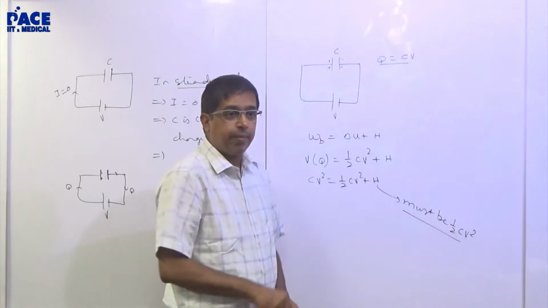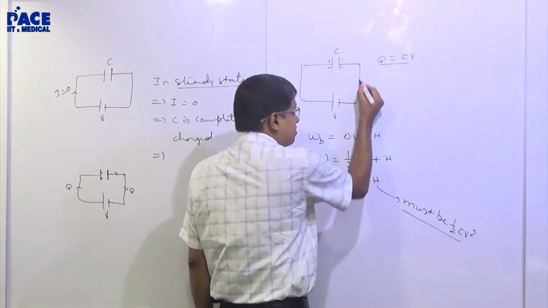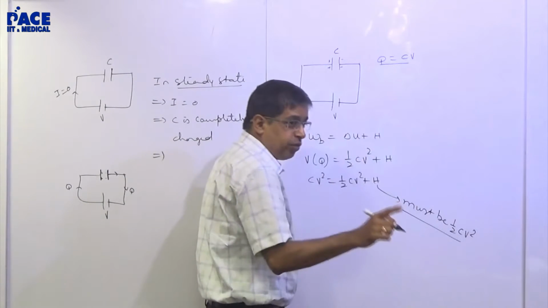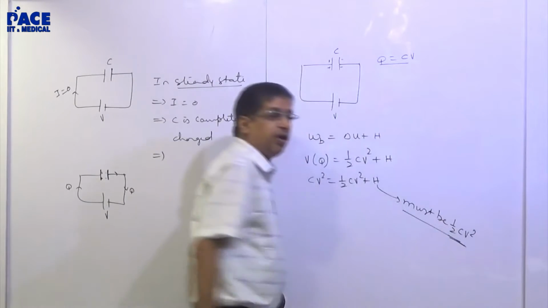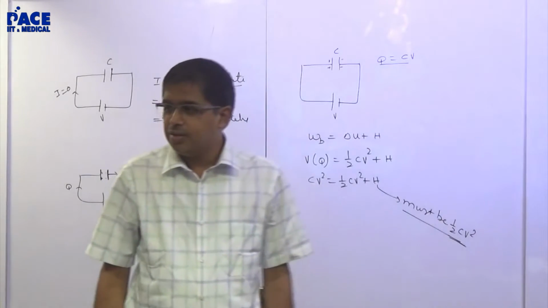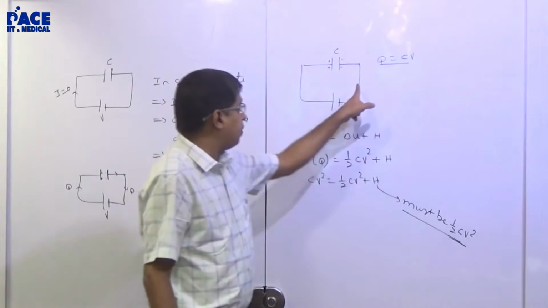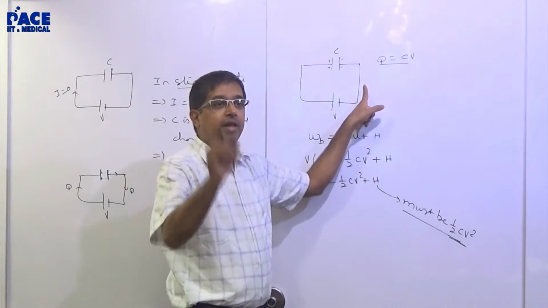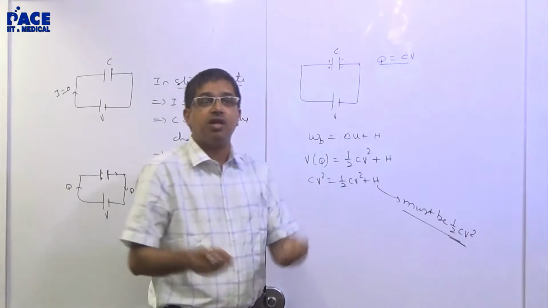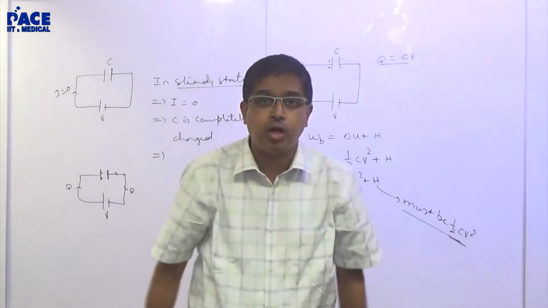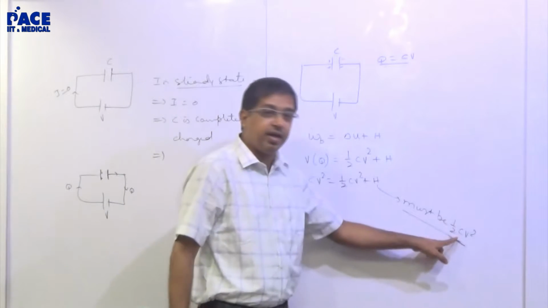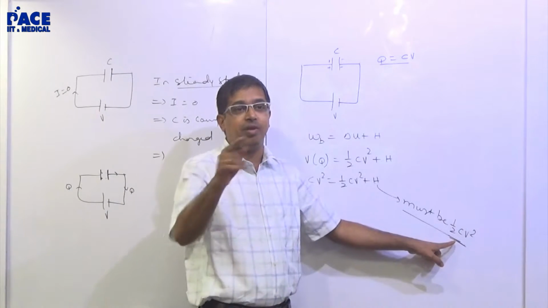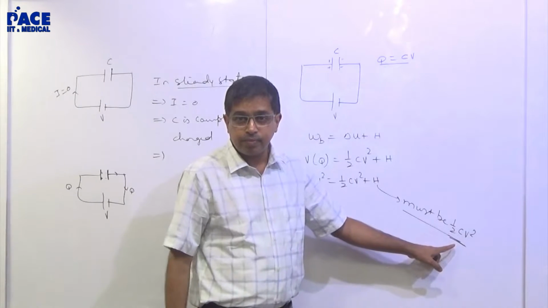In the next chapter, we will place a resistance here and will prove to you that integral I square R dt will be equal to half CV square. Mathematically we will prove to you that resistor will facilitate that amount of heat loss. What amount of heat loss? Half CV square. We will integrate and show to you mathematically that it will be half CV square.